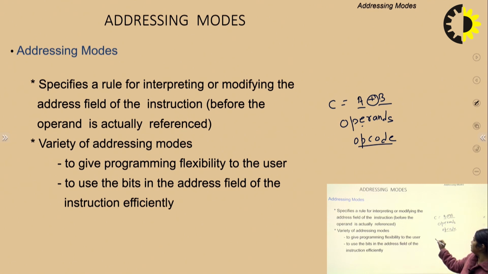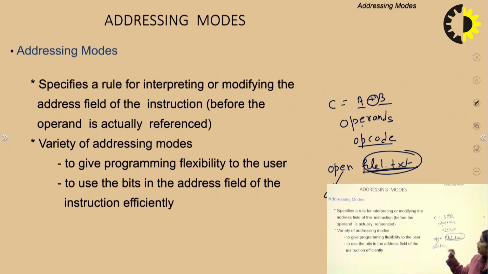As another example, if I say open file1.txt, which are the operand and the opcode? Here file1.txt is a text file on which you are going to perform the operation of opening that particular file. So open is the opcode, and file1.txt, on which you perform the operation, is the operand.